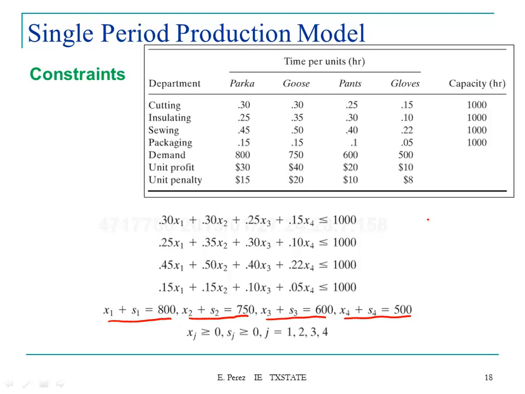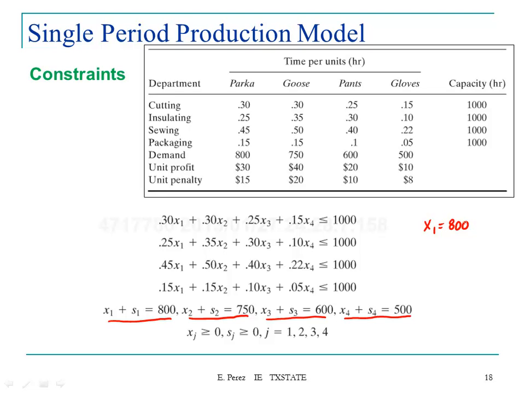Okay, so if we say X1 equals 800, then we are forcing the problem to make X1 equal to 800. But if you're not able to produce that many units with the capacity that you have available, that problem will become infeasible. You will not be able to solve or find a solution.